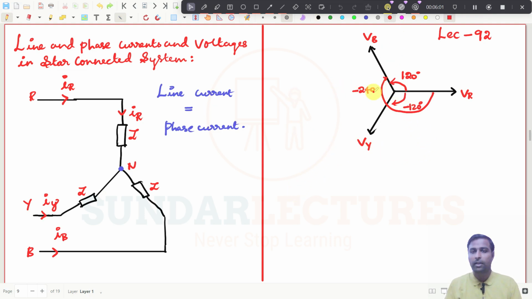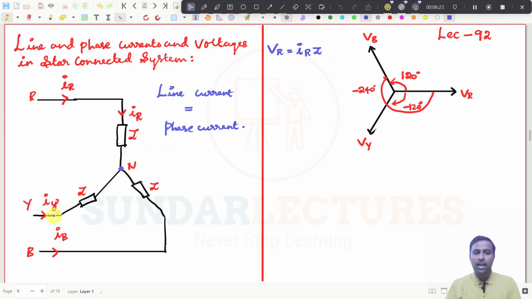What is VR here? VR from here to this point. I am traveling from this point to here, so this current is coming opposite to me. Then obviously IR into EZ, that is nothing but VR, right?